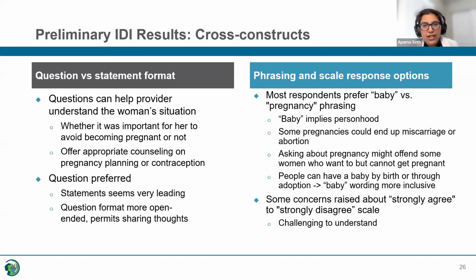And finally, on the baby versus pregnancy phrasing, most of our participants felt that baby phrasing was better, and it implied personhood, as some pregnancies could end up in miscarriage and abortion. So it's difficult for someone to think about pregnancy and then respond. It is also possible that pregnancy wording might offend some people, as maybe they cannot get pregnant, but they can still have a baby through adoption or other ways. Ultimately, baby phrasing would be more inclusive.